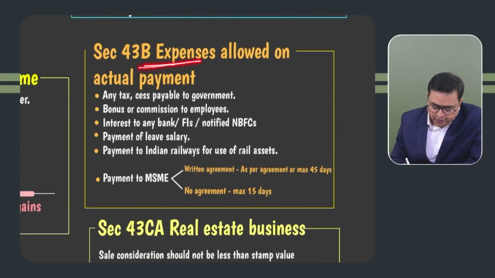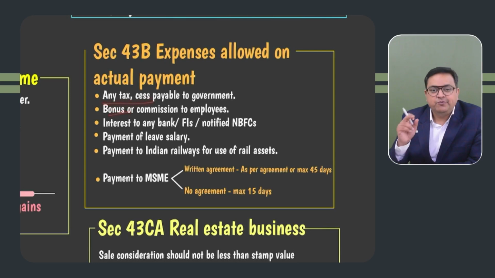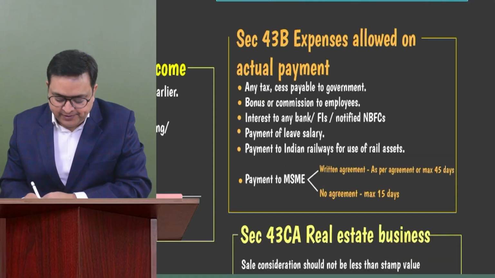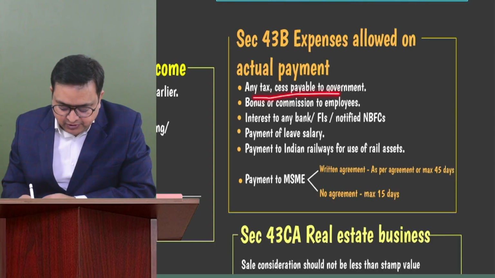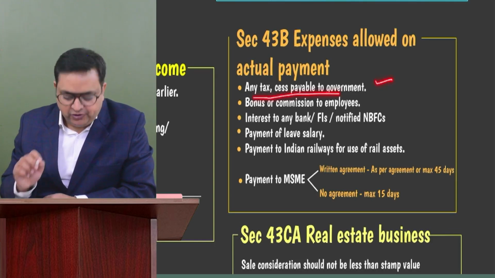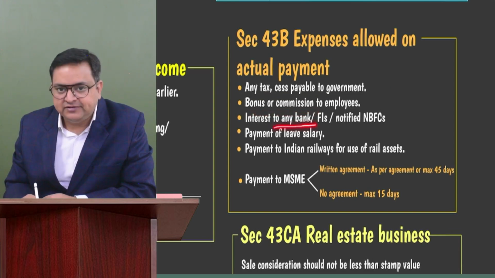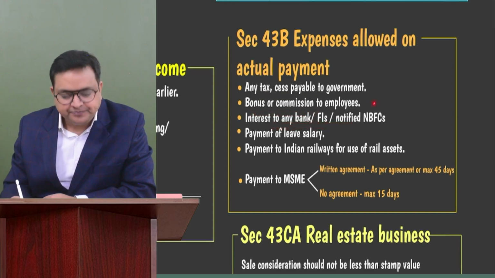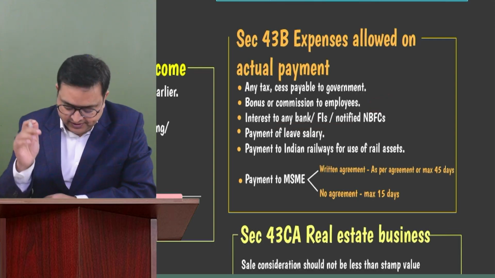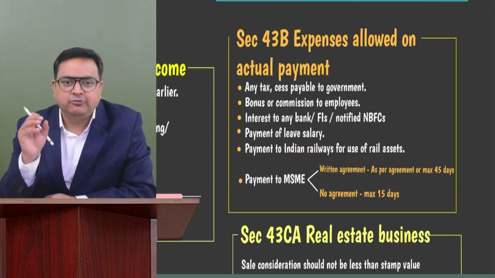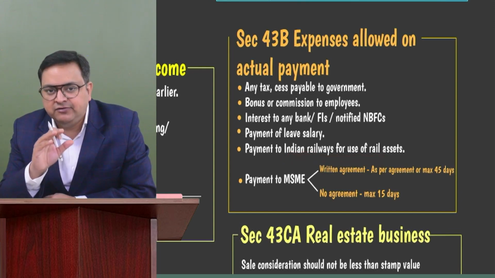Section 43B, important. These payments should be actually made up to the due date of ROI. If you have not made the payment up to the due date of ROI, it will not be allowed. So if there is any tax or cess payable to government, it should be paid up to the due date of ROI. Any bonus, commission, or interest to a bank or financial institution, which we have already discussed, should be paid up to the due date of ROI. Payment of leave salary, and payment made to Indian Railways for use of the rail assets, should also be up to the due date of ROI. Then only we will allow it; otherwise, we will disallow it.